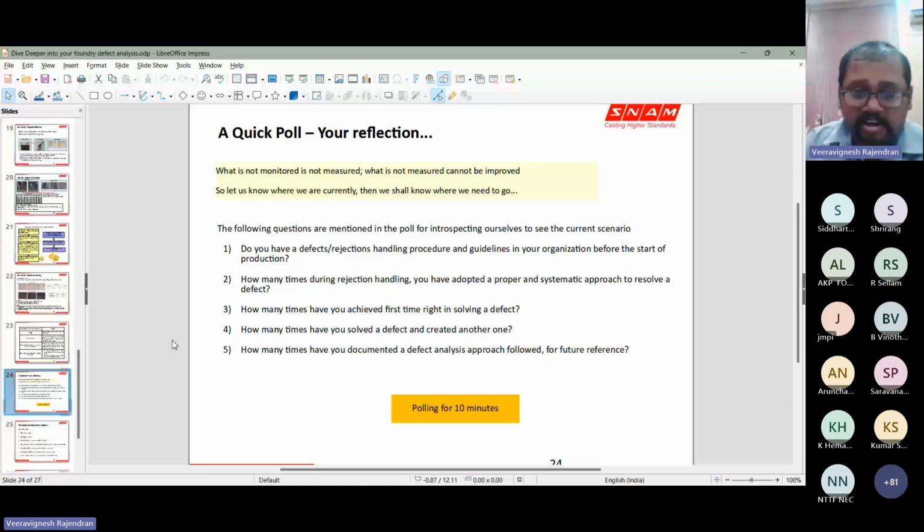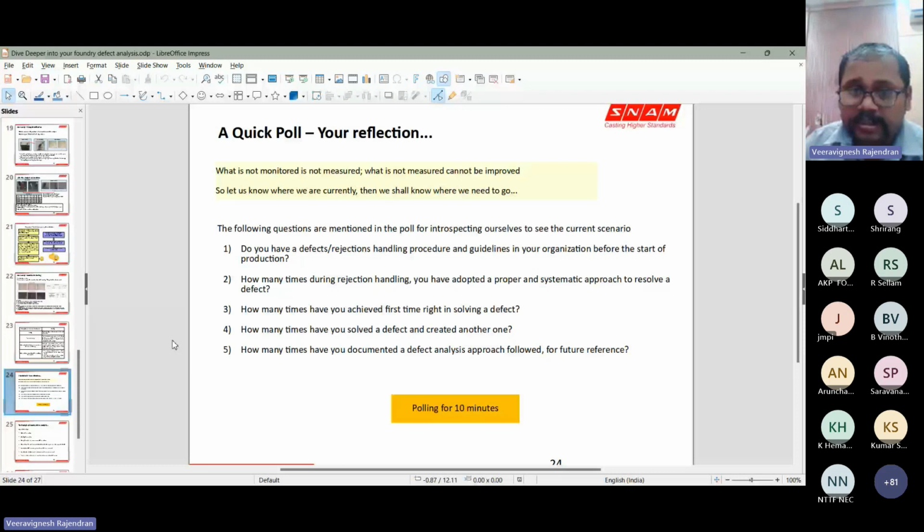And the second question is, how many times during rejections handling have you adopted a proper and systematic approach? Say, for example, out of 20 times, I would have had 10 times a systematic approach. I'm not going to tell that you're not systematic at all. Out of 20 problems, 10 problems I would have spent in a systematic way. 10 problems I would have taken a shortcut to solve because I didn't have time. So how many such instances are there?